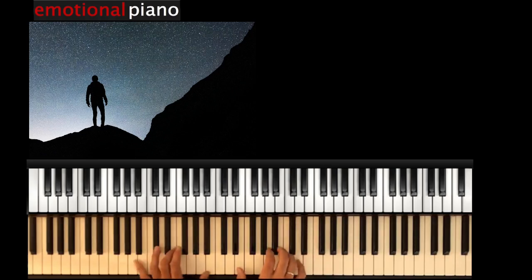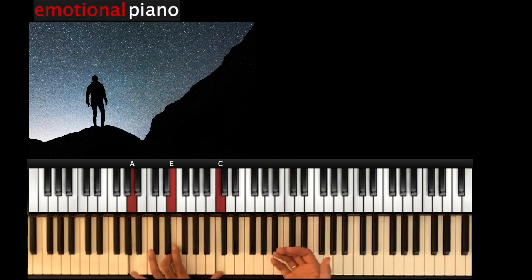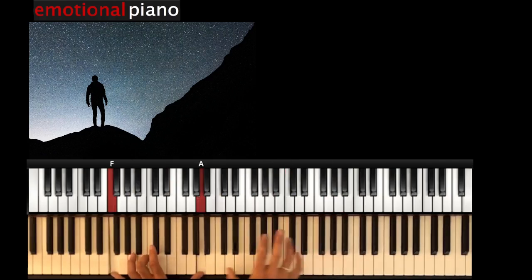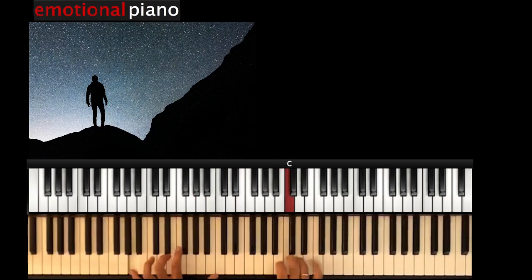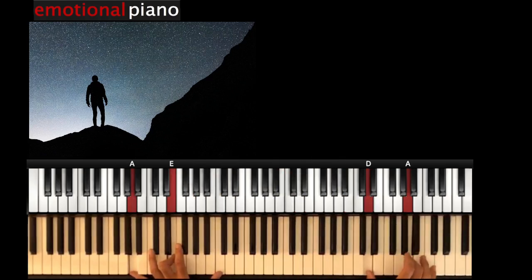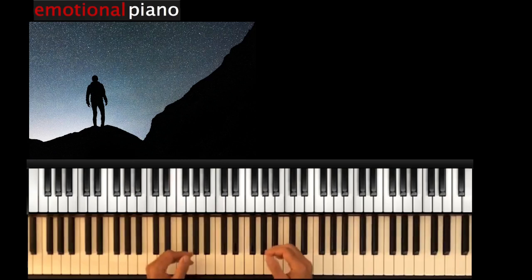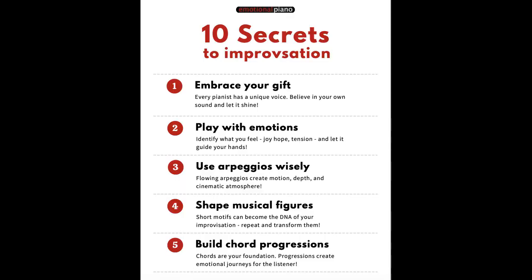One of the most important things in cinematic improvisation is to understand the different aspects that come together. The melody, the harmony, and the dynamics. It's not just about playing notes, it's about how these layers interact and create emotion. To help you with that, I have created a free PDF guide. It gives you a clear structure for practicing step by step. You will find the link below in the description.